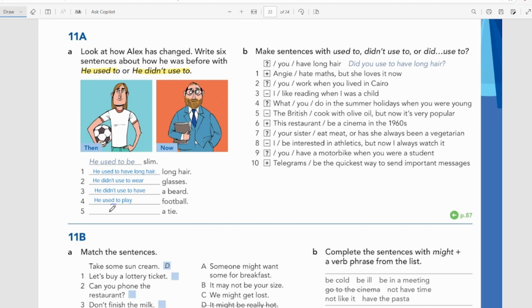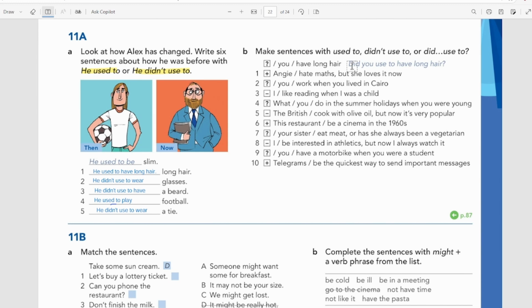That's it. Number 5, a tie. As you can see, now he wears a tie. So at that time, he didn't used to wear a tie. So we're going to write it down: he didn't used to wear a tie. Great. Now we can move to B.